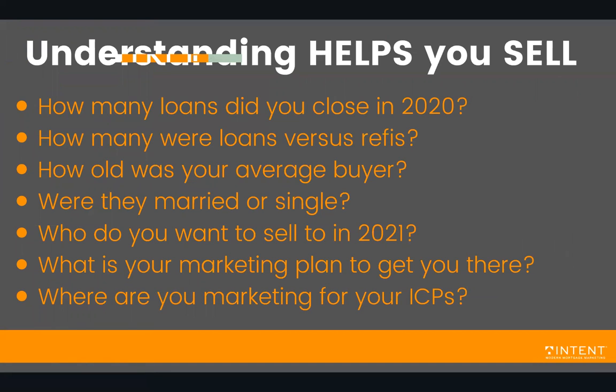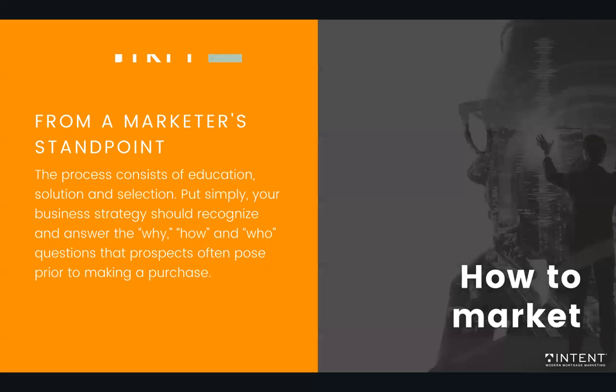But understanding all of this is going to help you sell. When you know how many loans you closed in 2020, evaluate how many were purchase loans versus refis. Then take your list and figure out how old your average buyers were. Were they married or single? Who of those people did you like selling to? Who do you want to sell to in 2021? What's your marketing plan to help you get there? And where are you marketing? Where are you showing up for these customer profiles, and what are you sending?